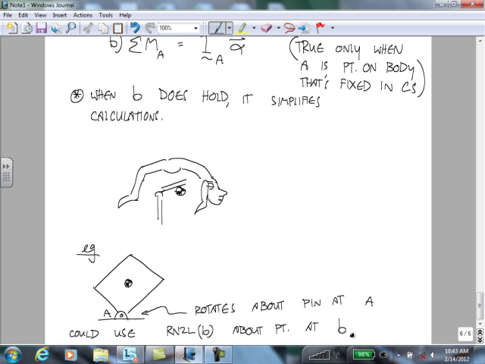Yeah, I mean, the whole idea of statics is everything's in equilibrium, and if everything's in equilibrium, then every point on the body is fixed in your coordinate system, you know? So every point in statics satisfies that second criterion.